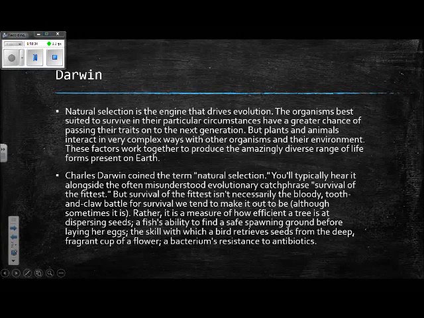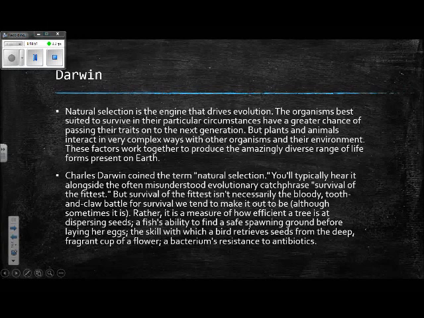Rather, it's a measure of how effective a tree is at dispersing seeds, a fish's ability to find a safe spawning ground before laying her eggs, the skill at which a bird retrieves a seed from a deep, fragrant cup of flower, and a bacterium's resistance to antibiotics.